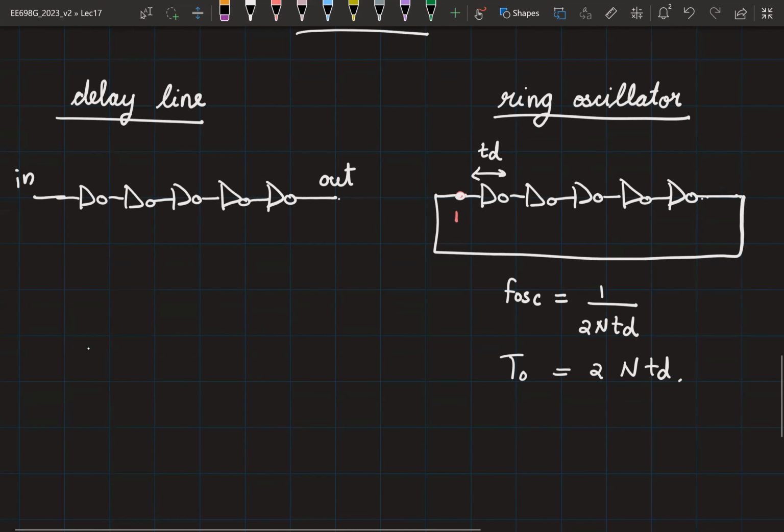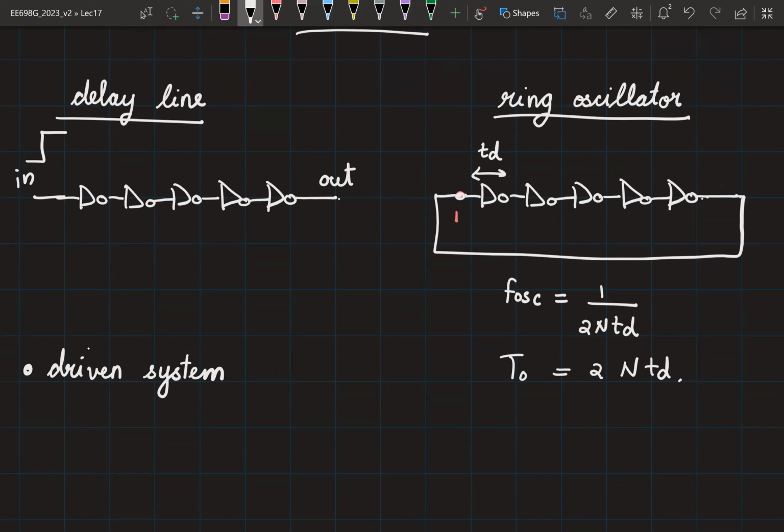Okay, so now the delay line is a driven system. It is being driven by some input source, right? You have a rising edge or a falling edge at input, and the same signal is then passing through the delay line. So you need something to drive it. Whereas the ring oscillator, is it a driven system? No. So what is it called? Oscillatory system, self-sustaining system, right? But in terms of being driven, it's called an autonomous system.